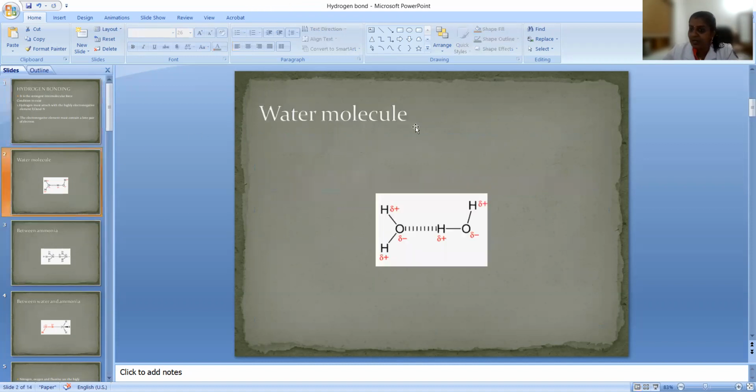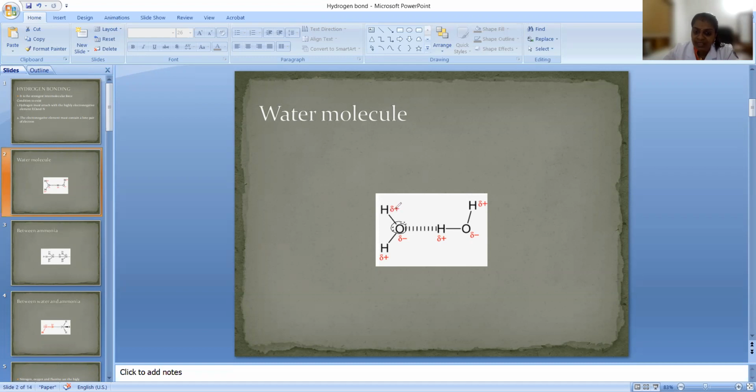Let us see the hydrogen bonding in the water molecule. The two conditions, are they satisfied or not? Hydrogen is attached with a highly electronegative element, oxygen. And what is the next condition? There must be a lone pair of electrons on the electronegative atom. That is also satisfied here. So all these are satisfied here.